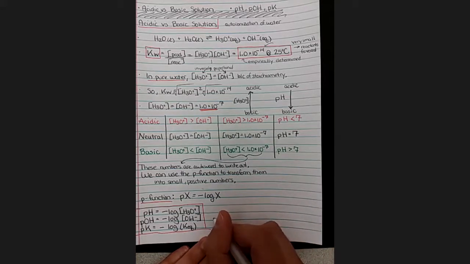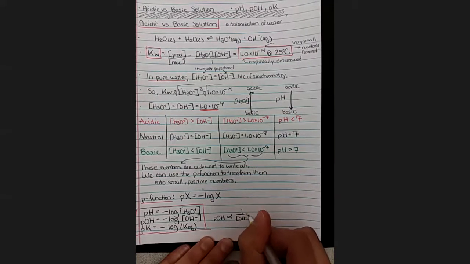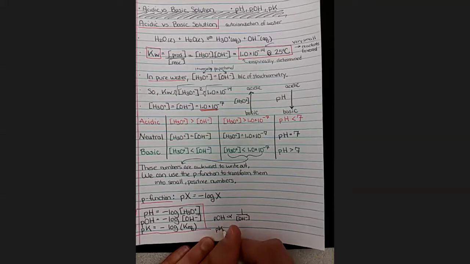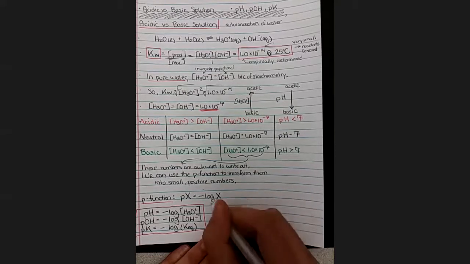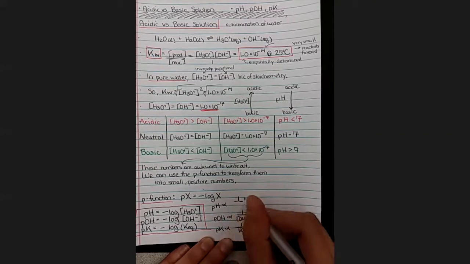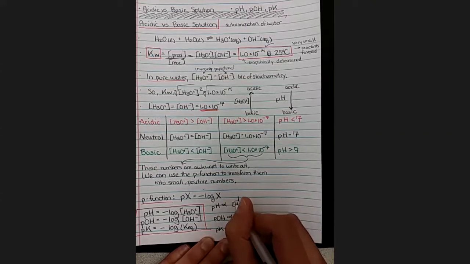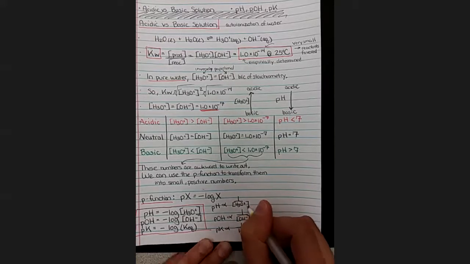And just like we talked about up there, the pOH is inversely proportional to the OH minus concentration, and the pK is inversely proportional to the K. Why not? We'll just include this for completeness. pH is proportional to 1 over the hydronium concentration. So I cannot emphasize enough, inversely proportional. As one gets bigger, the other gets smaller.